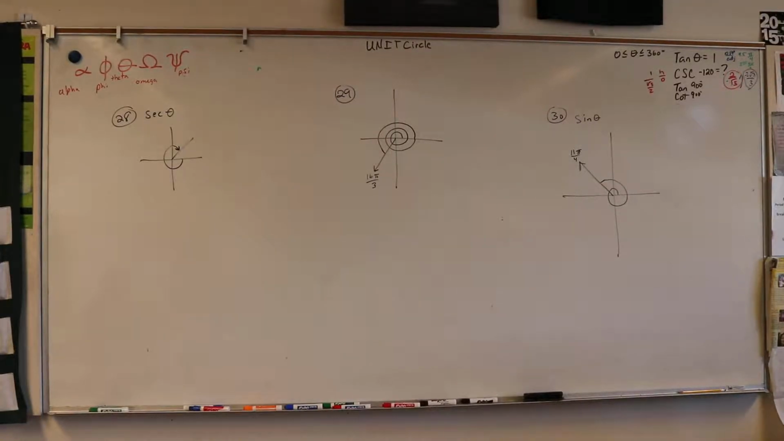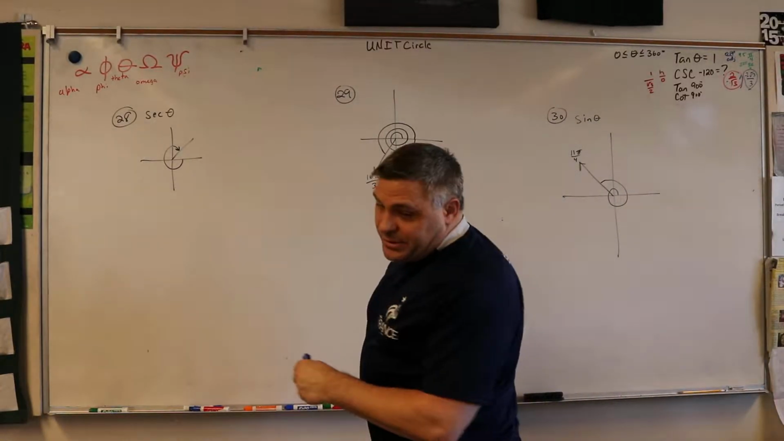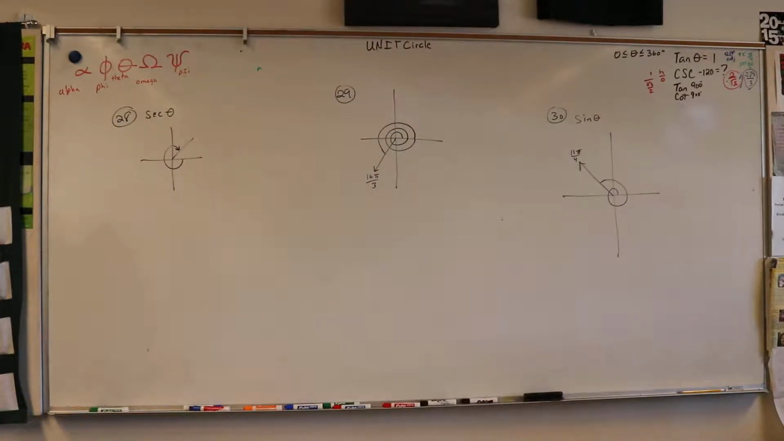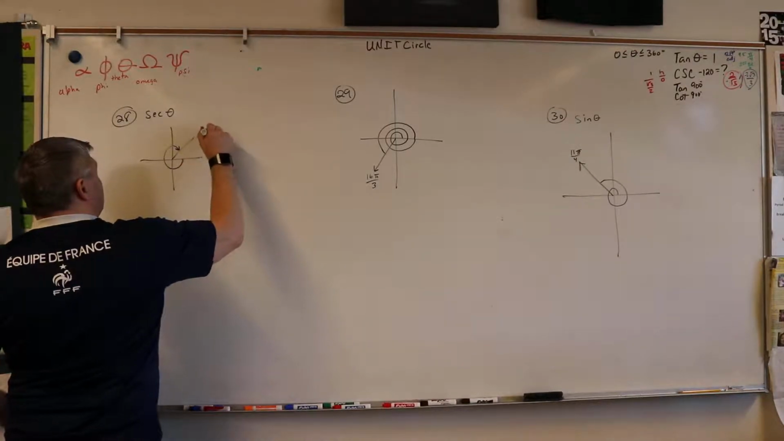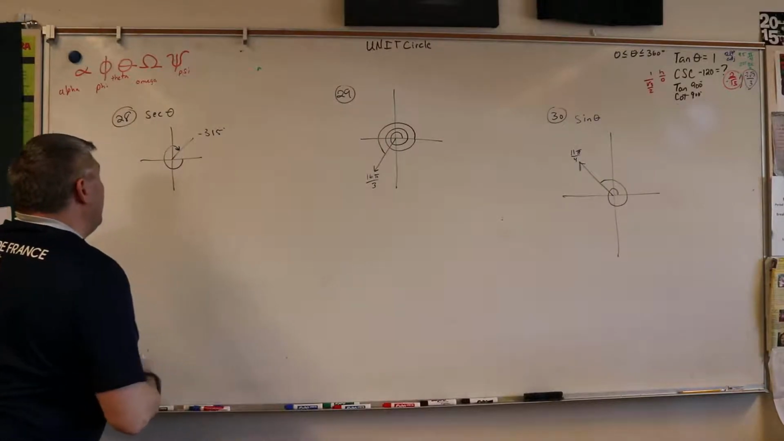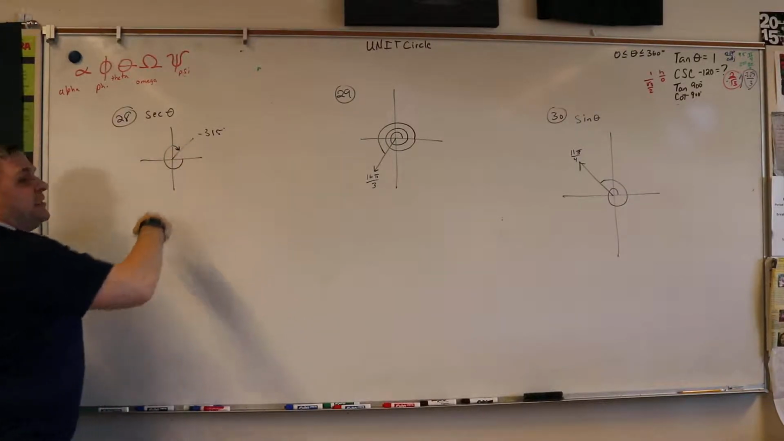All right. Let's go: secant of negative 315. Okay, so we need to realize what this is.